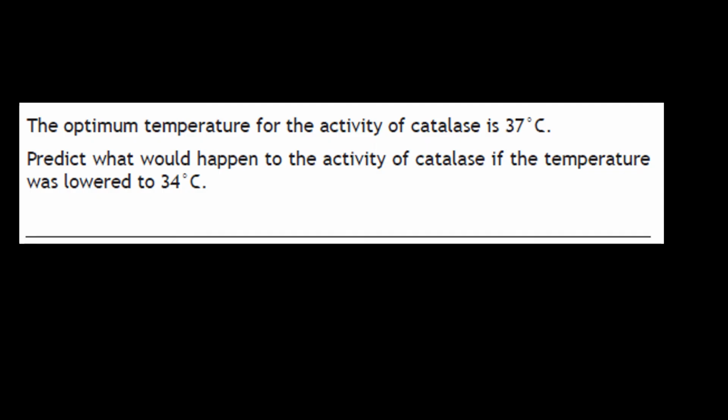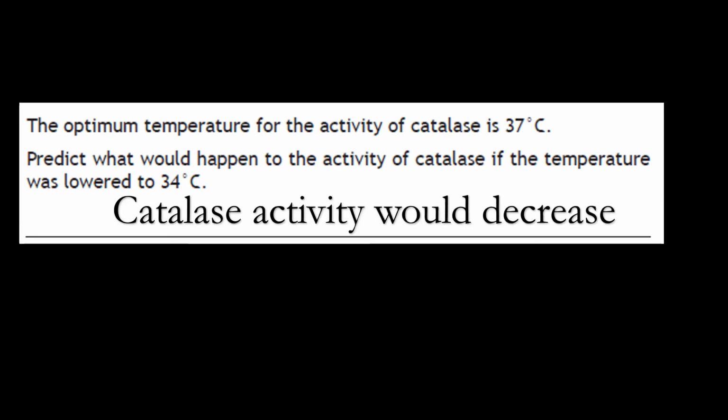So here is an example of an exam question. The optimum temperature for the activity of catalase is 37 degrees Celsius. Predict what would happen to the activity of catalase if the temperature was lowered to 34 degrees Celsius. Well, we know that if you reduce the temperature, there are going to be fewer collisions, so there's going to be a reduction in catalase activity. So you would want to write that catalase activity would decrease.